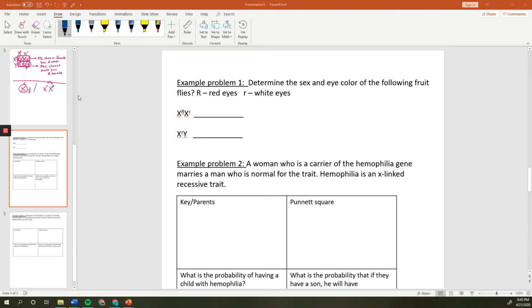This is going to be video notes 2. And we're continuing sex-linked traits, but these are going to be some example problems, okay?